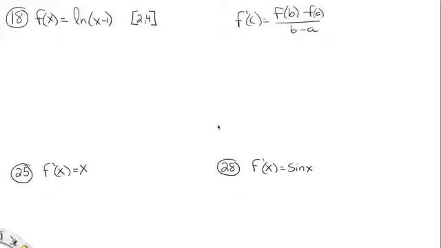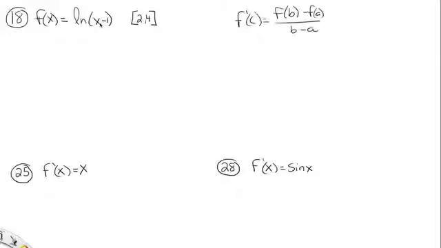Okay, here begins part 4 of the section 4.2 homework. We're picking it up on number 18, and I'm hoping to do the rest of the problems in this video. Once again, it's saying to basically apply the mean value theorem to number 18.